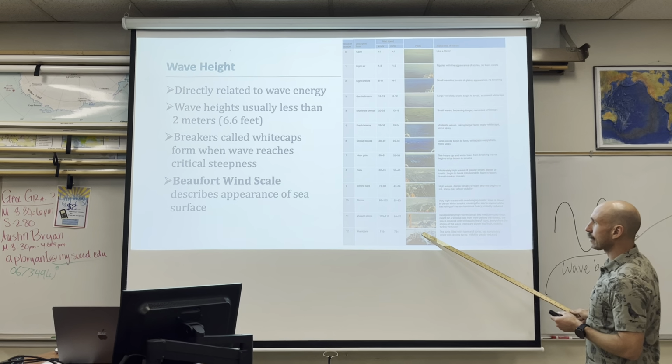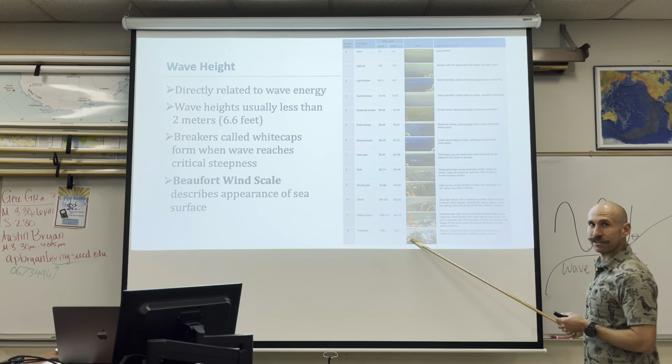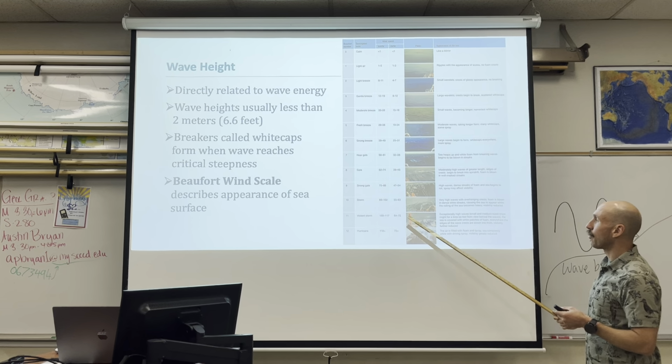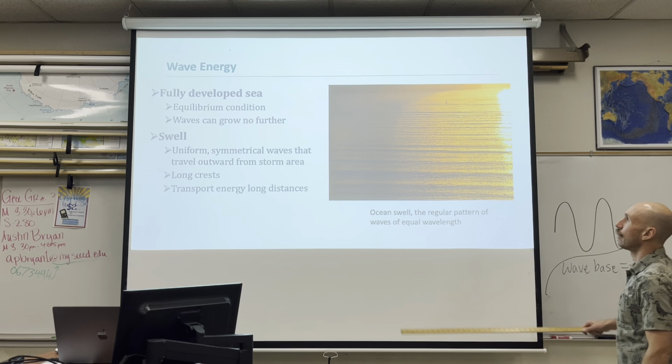Larger wavelengths and larger wave heights occur with faster winds because more energy is being transferred from the atmosphere into the ocean. This is, again, the air-sea dynamic, the interface of atmospheric and oceanic processes to create waves at sea.